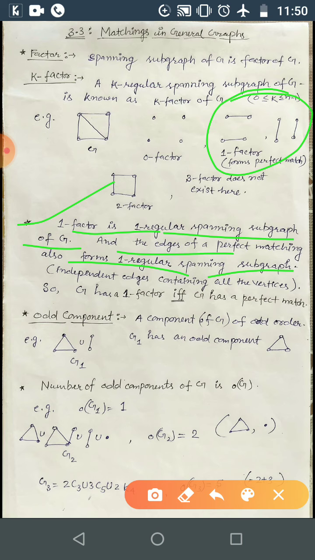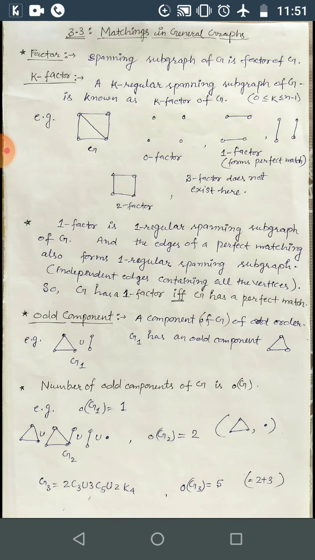All the edges of a perfect matching contain all the vertices, and as one edge is incident with its endpoints only, its endpoints have degree 1. So it will contain all the vertices with degree 1, so that will be a one regular spanning subgraph, correct. So to say, one factor and perfect matching are almost the same thing, correct.